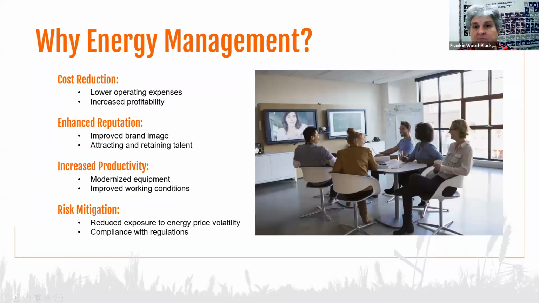So back to our energy management plan, we know it's going to give us cost reduction. We want to lower our operating expenses. And if lowering operating expenses increases profitability, great idea. We also get some of that enhanced reputation. That's not necessarily something that people think about, but now we're seeing people buy stocks based on core values. They're core value stock groups. You want to work with companies that match your values. So it could be improving a brand image. It could also mean attracting and retaining critical talent.